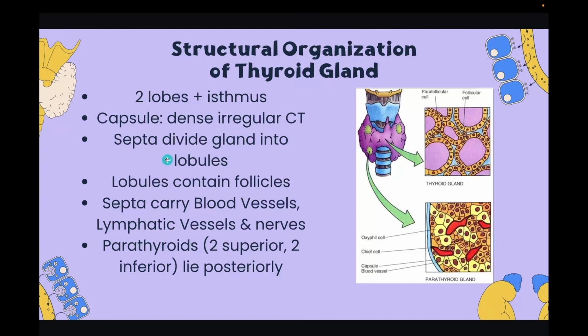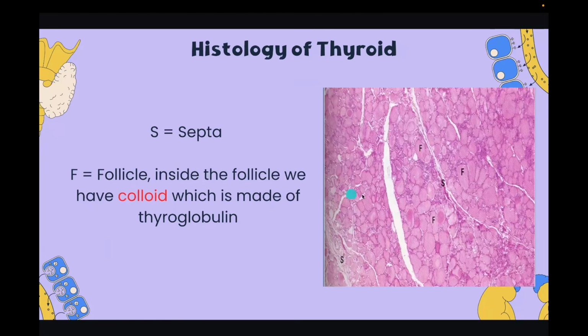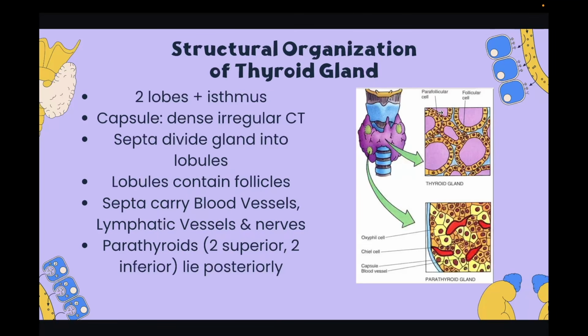The septa divide the gland into lobules, and you can see here the septa, the white lines, separate the thyroid gland into lobules. And the lobules contain follicles, which we're going to talk about later in the video. You also need to know that the septa carry blood vessels, lymphatic vessels, and nerves. And you have the parathyroid glands. You can see from the image, you have 2 superior and 2 inferior.